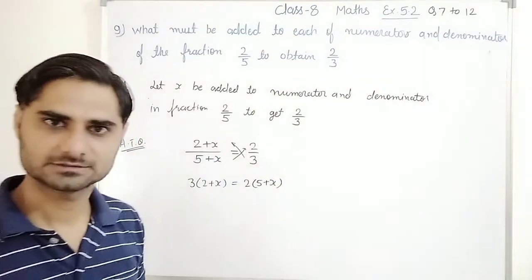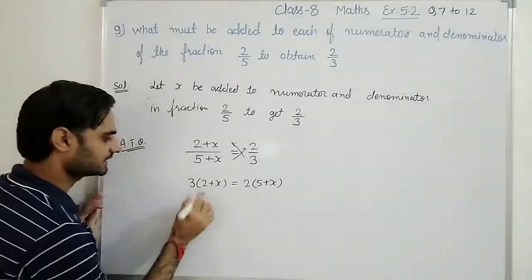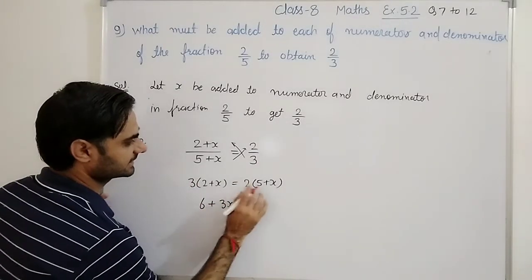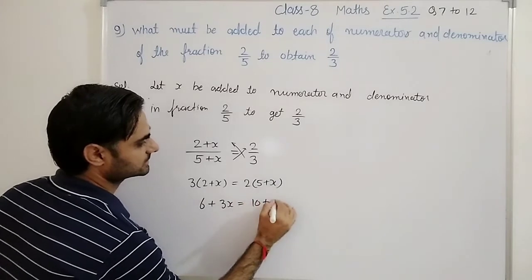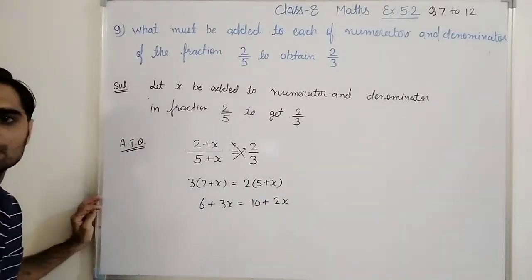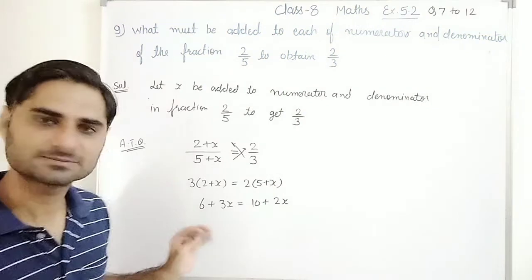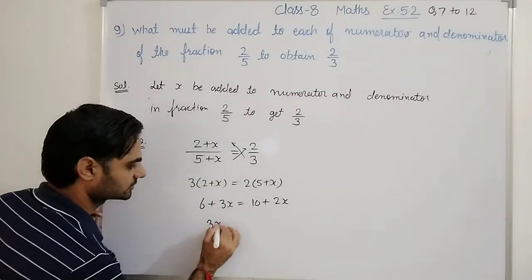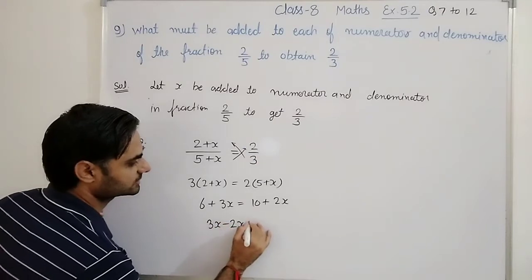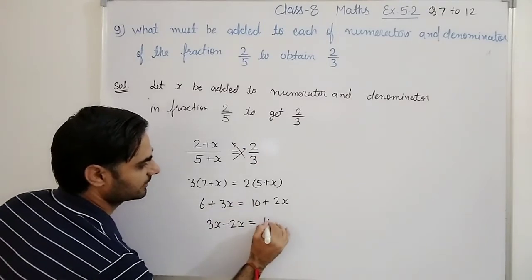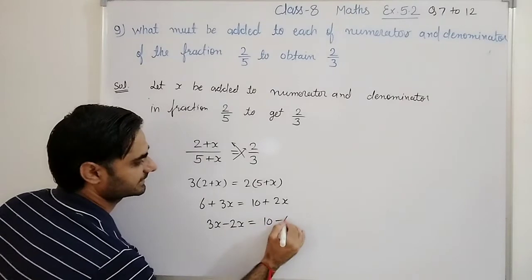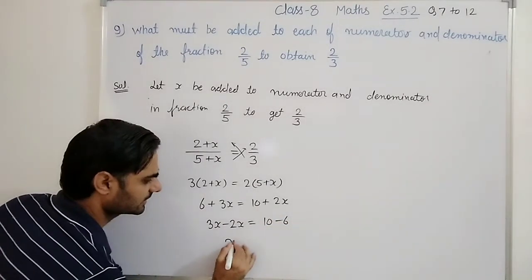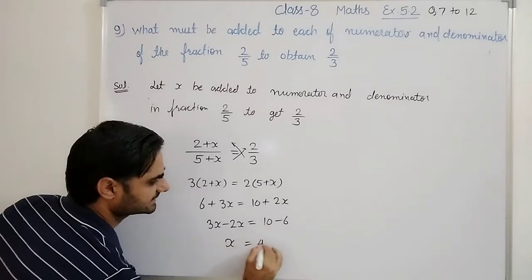will be equal to 2 multiplied by 5 plus x. Correct? So can we multiply: 3 2s are 6 plus 3 multiplied by x equal 3x. 2 5s are 10 plus 2 multiplied by x is equal to 2x. Can we transpose them? So this 3x and 2x we can take together. So 3x minus 2x by transposing will be equal to 10 as it is. This 6 will go to that side, minus 6. 3x minus 2x equal x. 10 minus 6 equal 4.